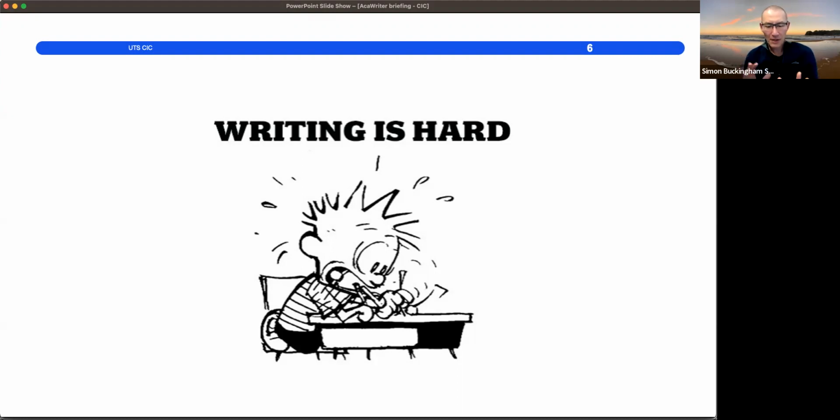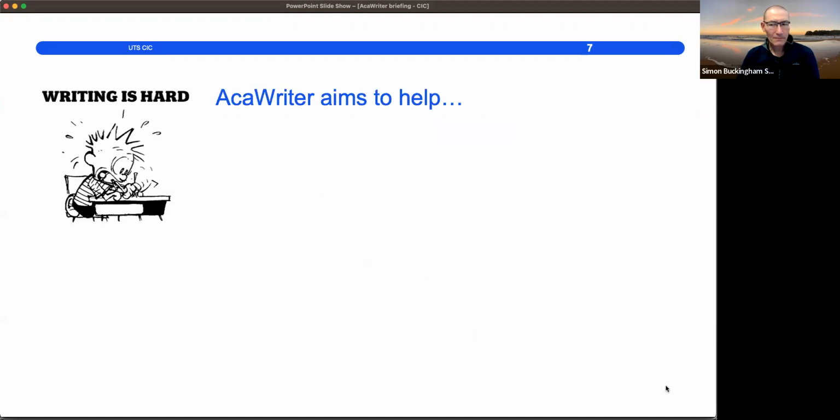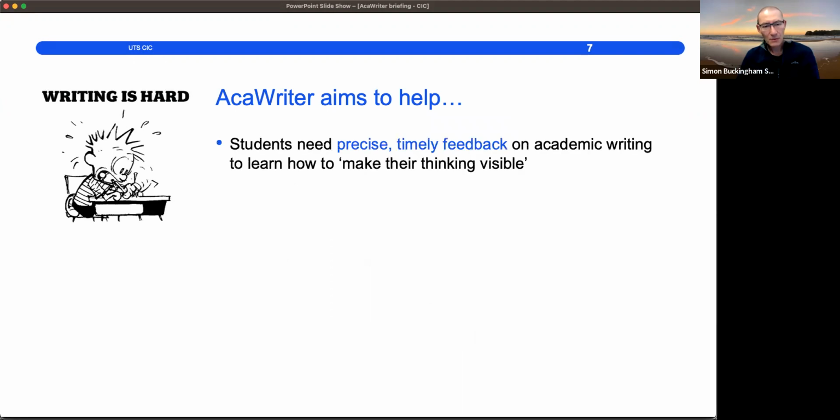And part of the goal here is to see whether automated feedback can fill part of the gap there, because there's only so much time that your average academic has to give feedback to students. AcaWriter is aiming to help in a very specific way, okay?